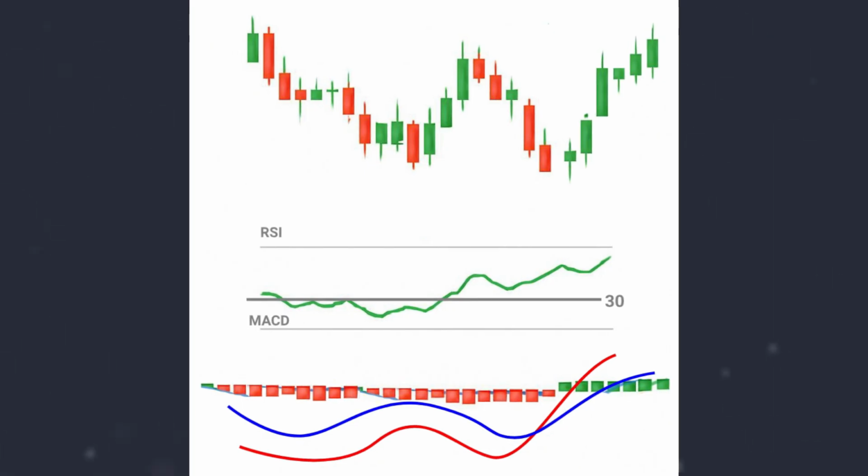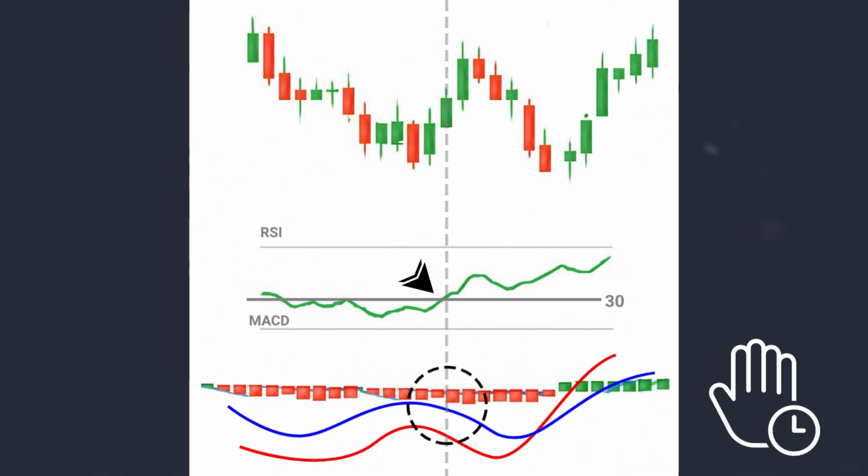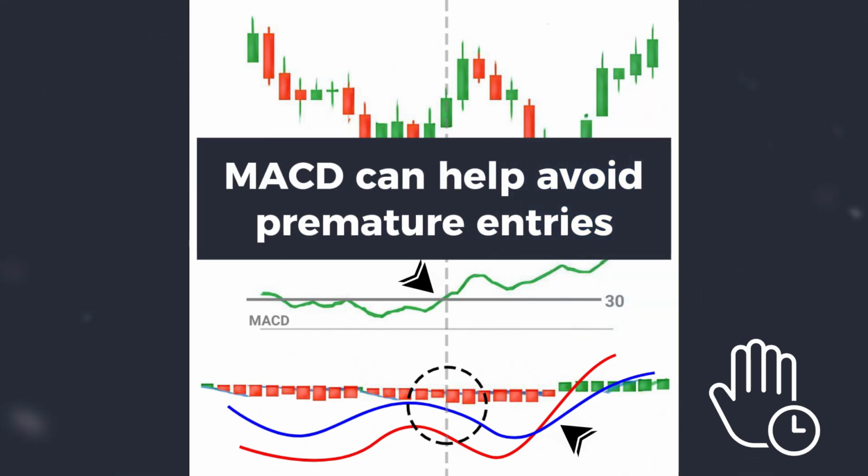Example: RSI crosses above 30, signaling buy. But MACD is still below zero and trending downward. Wait, momentum isn't strong yet. Wait for the MACD to confirm the move. Have you seen this before? MACD can help avoid premature entries.